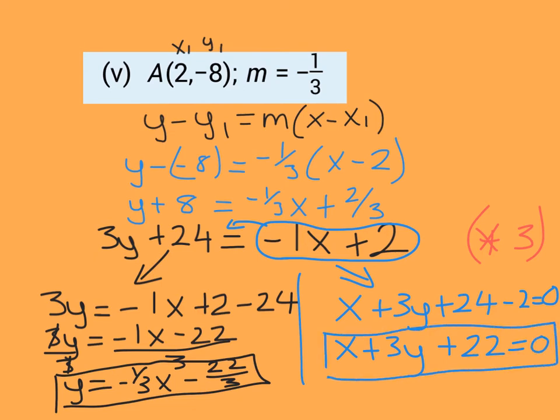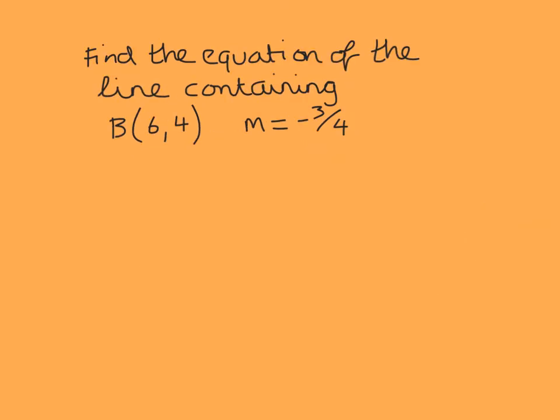So I can either write it in this way or this way, depending on what the question asks, and if the question doesn't ask, you can just write it whichever way you want. Okay, so now all I'm going to do is work through another one where you have a slope that's a fraction, but also a negative fraction, because I know that can cause a little bit of confusion sometimes. Okay, let's go ahead then.